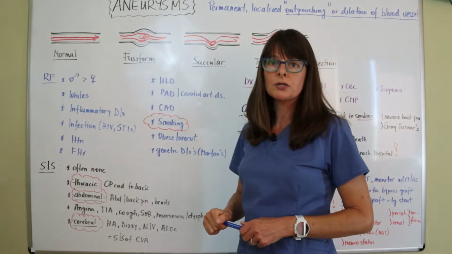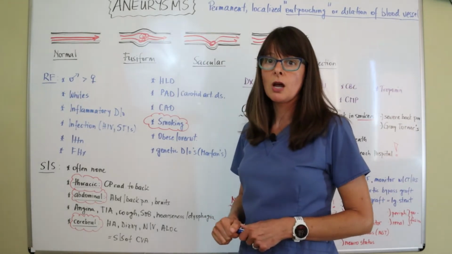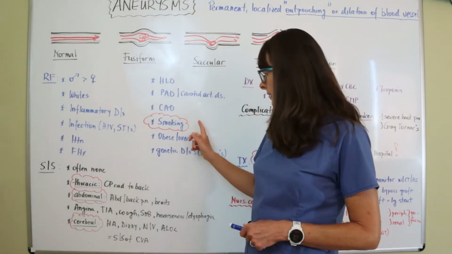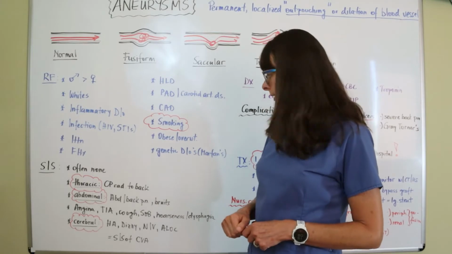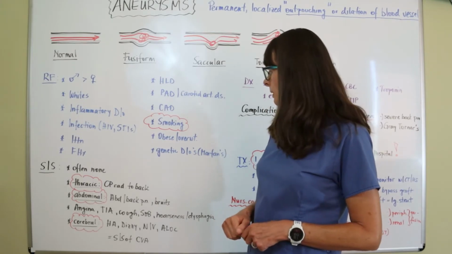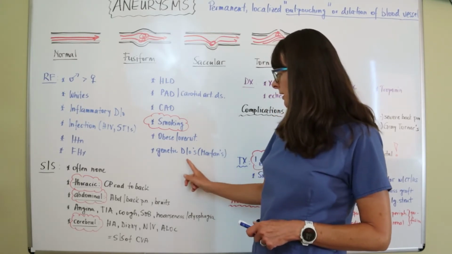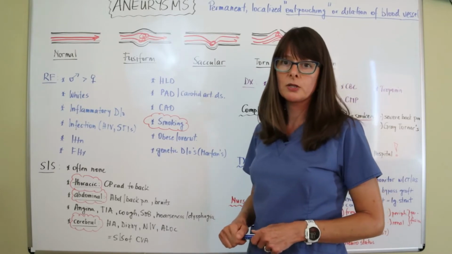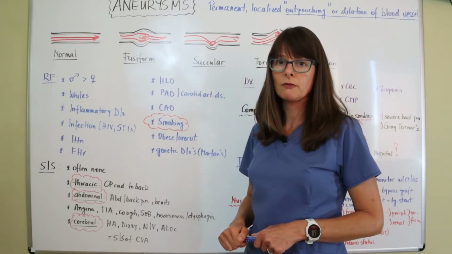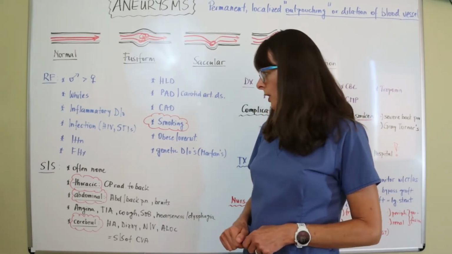So people who are smokers have a much higher risk of developing aneurysms, and therefore we need to always educate our patients, and we'll get into that in a bit here. And then certain genetic disorders such as Marfan syndrome put patients at higher risk for aneurysms as well.